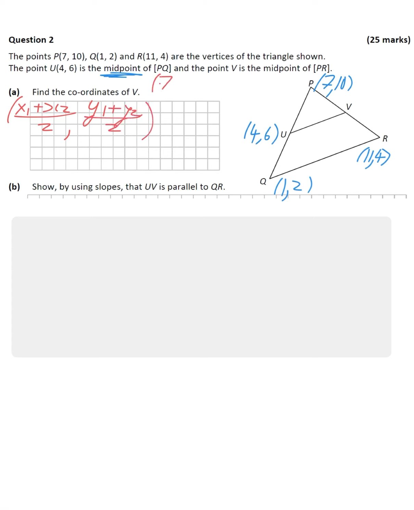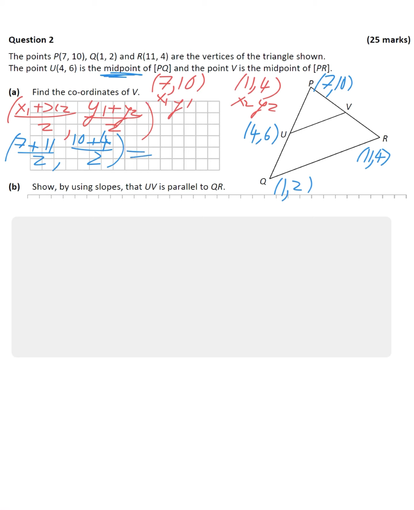Then, so P is (7, 10). And R then is (11, 4). So label now x1, y1, x2, y2. Now sub into the formula. So I'll have (7 plus 11) over 2, and then (10 plus 4) over 2.